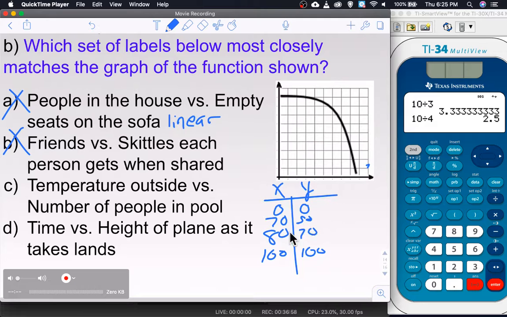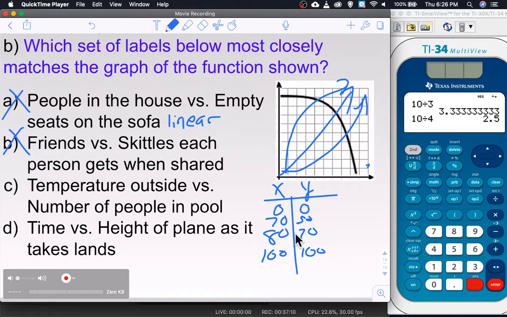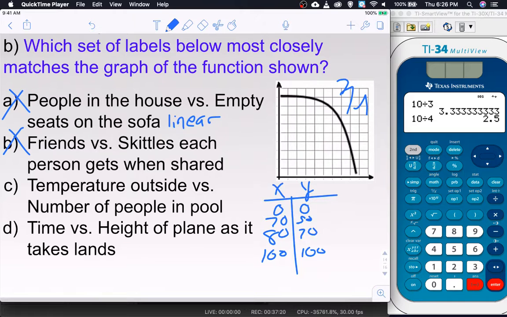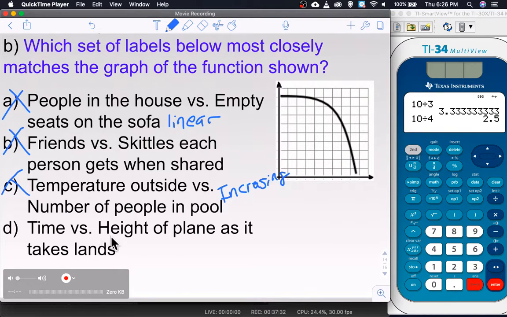The problem with this is that it shows something that is increasing. This would be a graph like this or this or this. It's increasing, not going down. As the temperature goes up, you're not going to get less and less people in the pool. You're going to get more and more. So this is increasing, not decreasing. So we can't use it.